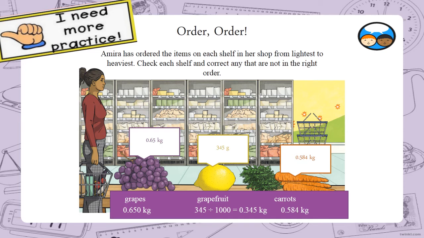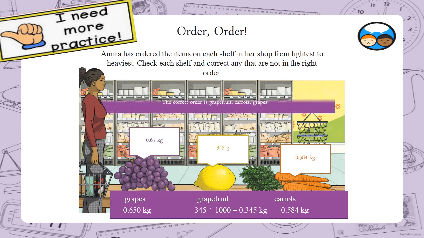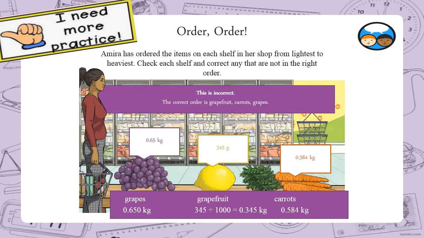Now I have all the masses in kg. So let's compare between these. 650, 345, 584. Which one is the lightest one? Grapefruit. Good. Then carrot. Then grapes. Excellent. So this is incorrect, and the correct one in order is grapefruit first, then carrots, then grapes.